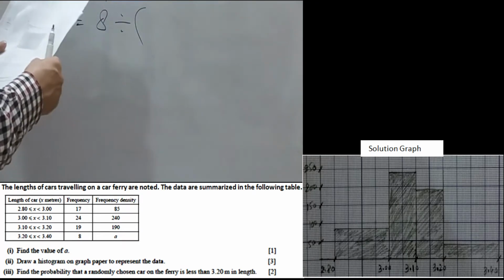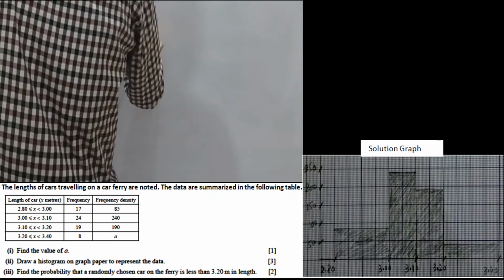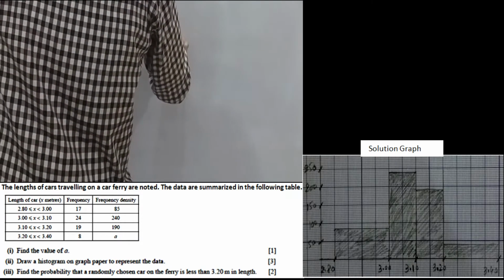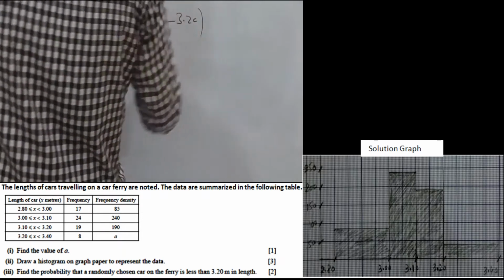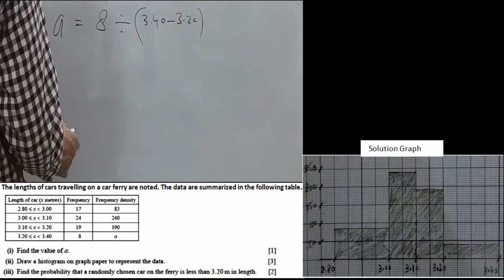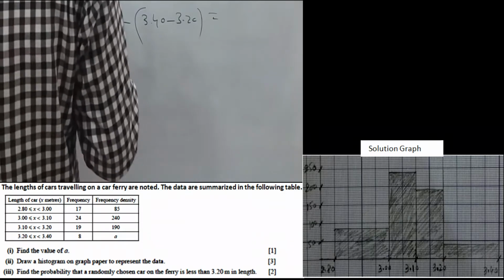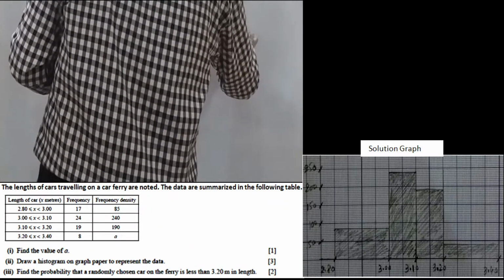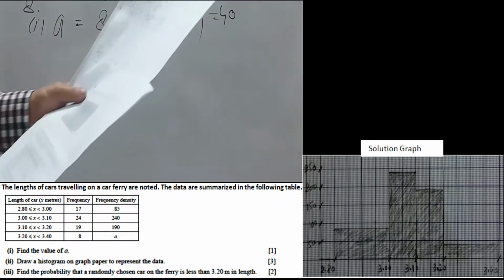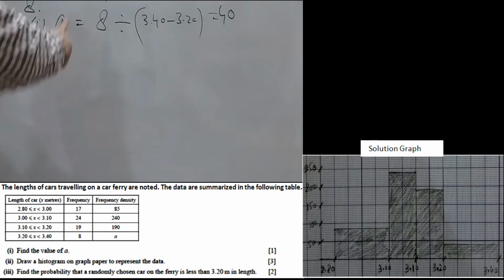Now what is the class width? Class width is 3.40 minus 3.20. If you find this value, it will be 40. So frequency divided by class width is equal to frequency density. Applying this formula, you can find the value of A.